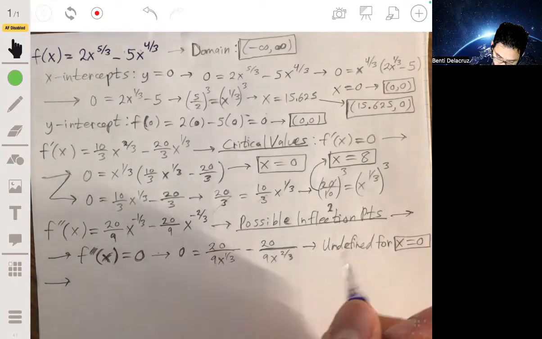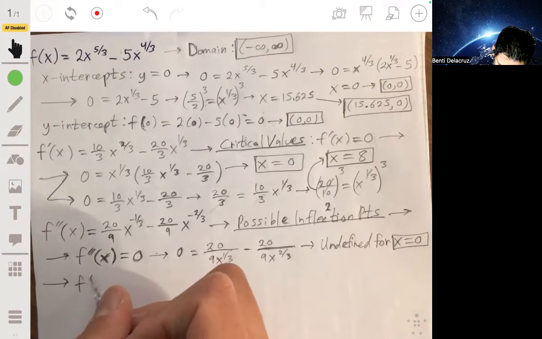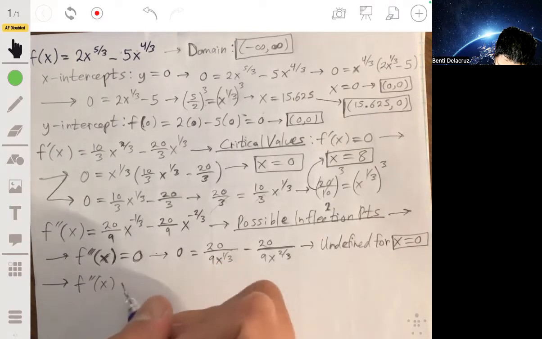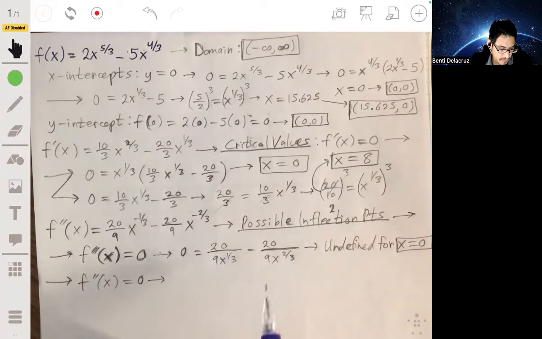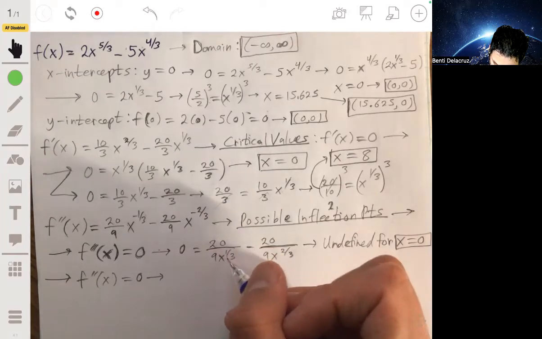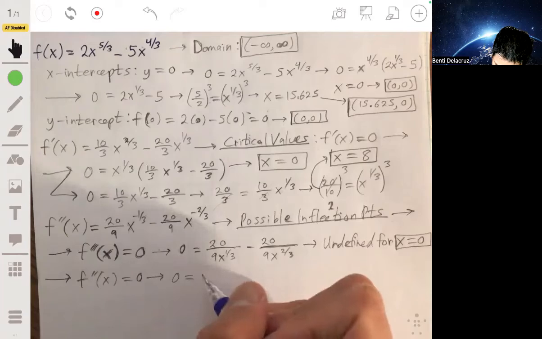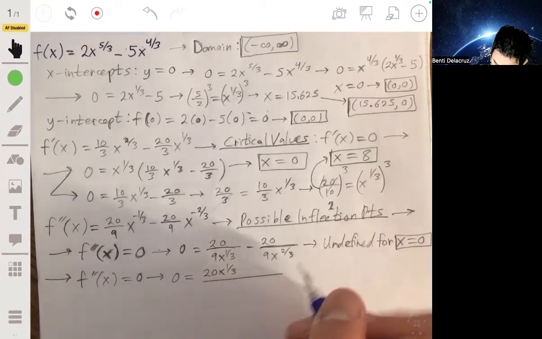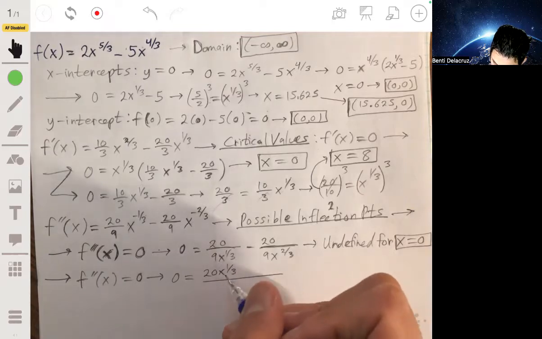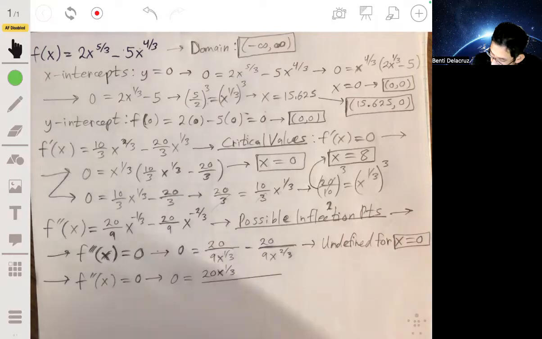And let's find where this is equal to 0. So f double prime of x equals 0. So let's do some fancy math here. What can we do here? Let's make these both over 9x to the 2/3. So we're going to multiply this by x to the 1/3. So we're going to have 0 equals 20 x to the 1/3 over 9x to the 2/3. Because again, we're multiplying this by x to the 1/3.